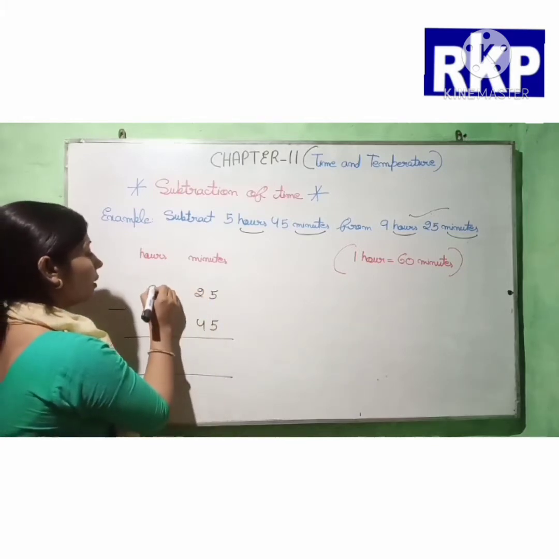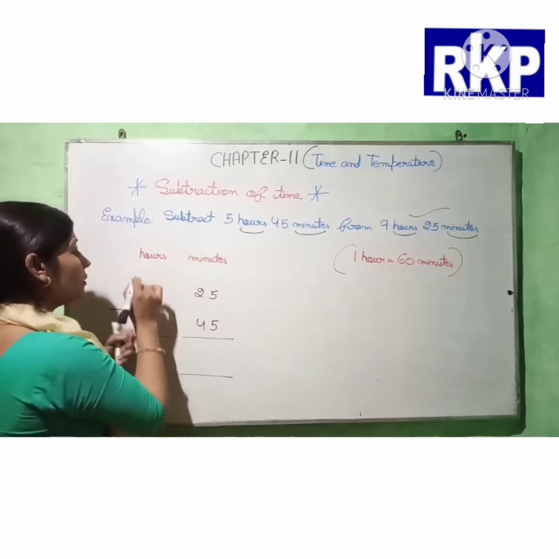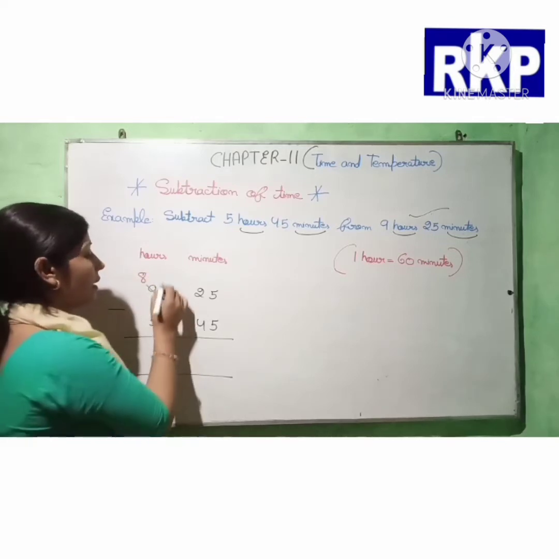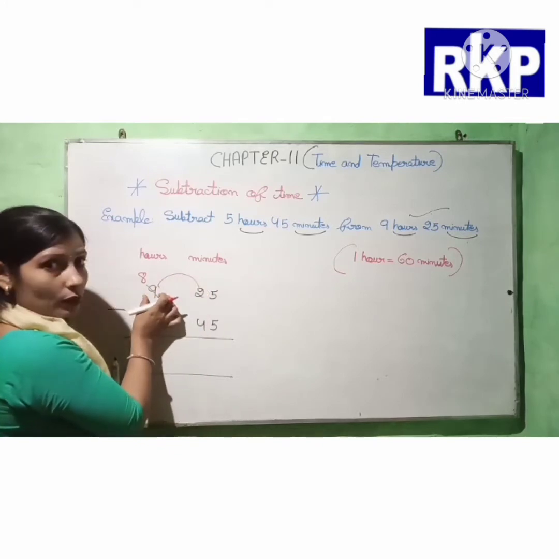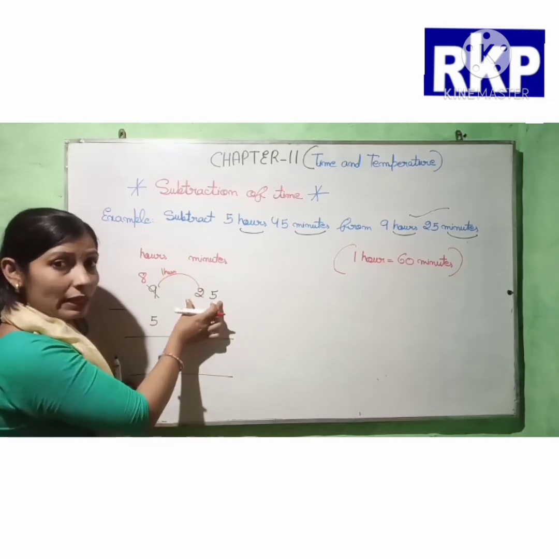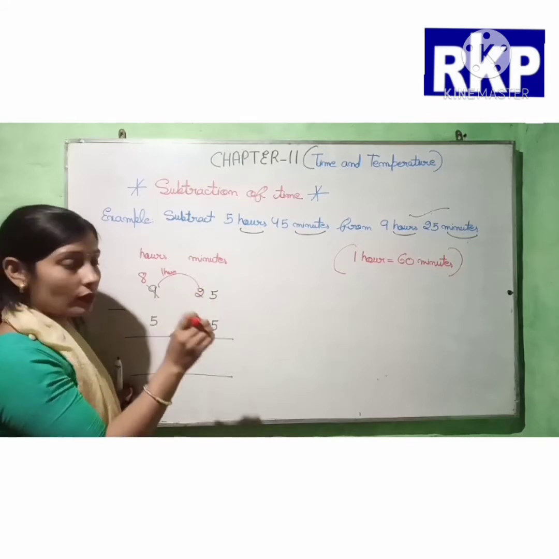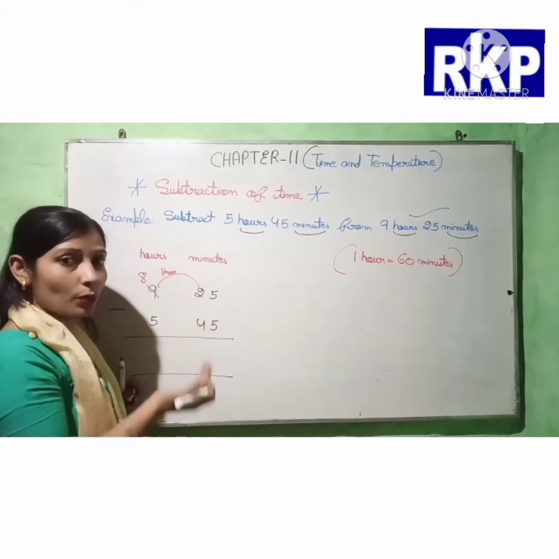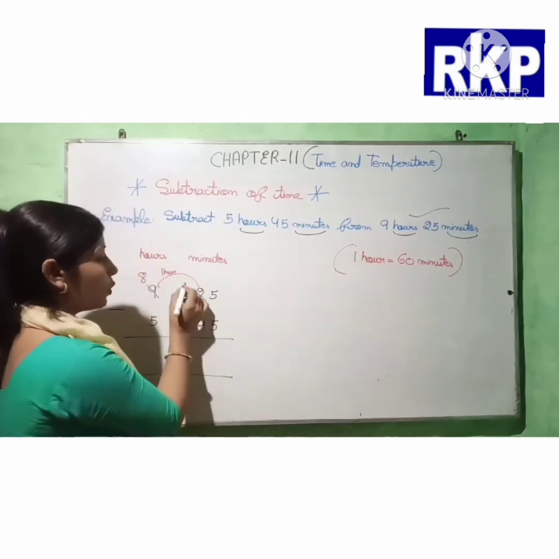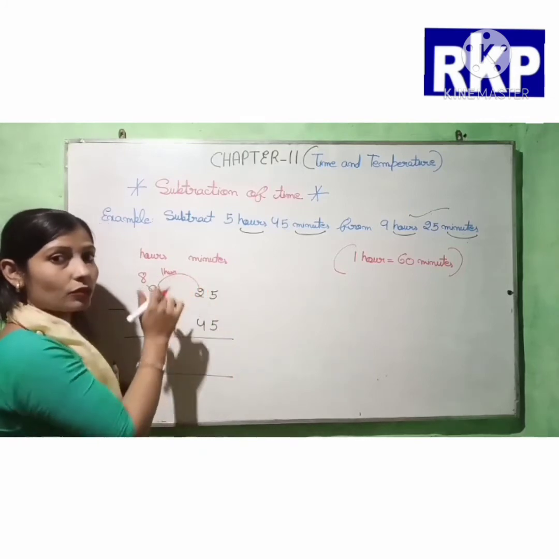Okay, so here, when 25 will borrow from 9, here will be 8. Here 8 is left and 9 will give 1 hour to 25 minutes. But in this column we have minutes. Okay, so here we need to convert this 1 hour into minutes. Okay, and we know 1 hour is equal to 60 minutes. So here we have to write 60 minutes for this 1 hour.